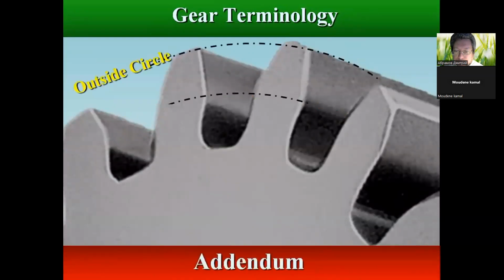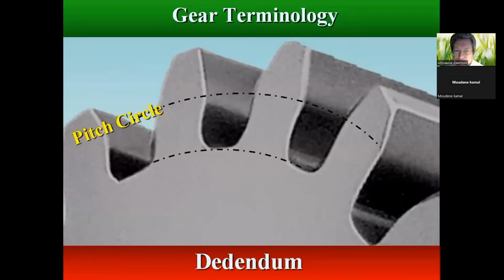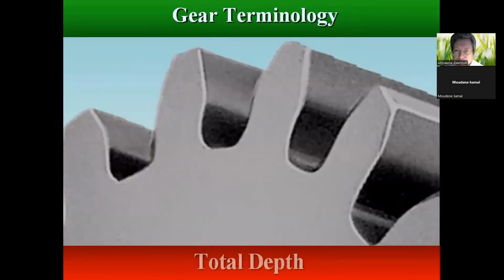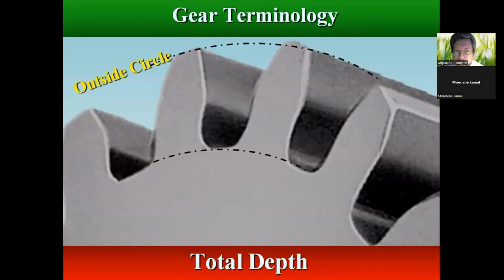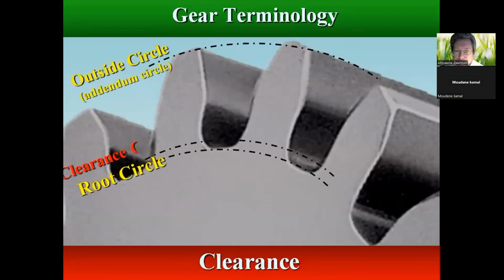Addendum is the radial distance from the pitch circle to the top of the gear tooth. Dedendum is the radial distance from the pitch circle to the bottom of the tooth. Total depth is the radial distance from the top of the gear tooth to the bottom of the tooth. Clearance is the radial distance from the top of the tooth to the bottom of the tooth in a meshing gear. A circle passing through the top of the meshing gear is known as clearance circle.